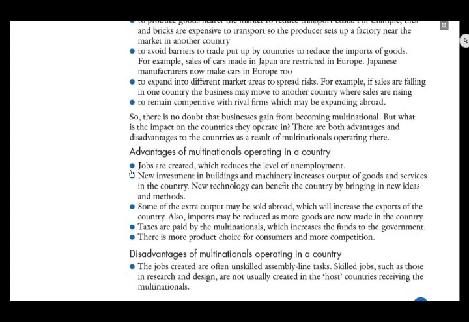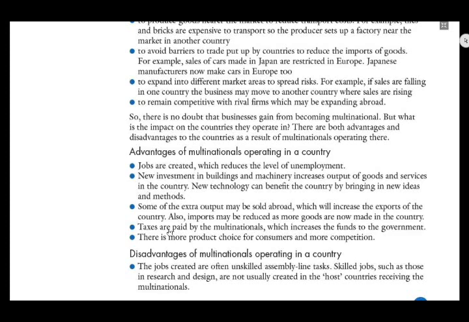So I have to know that they create jobs, and of course they reduce the level of unemployment. I have to know that they make new investments, they bring new technology and new ideas. I have to know that the exports of the country will increase, and this will strengthen the currency of the country. And of course, they pay a lot of taxes that will provide funds to the government, and the consumers will have more choices. So see, now I know all the advantages.